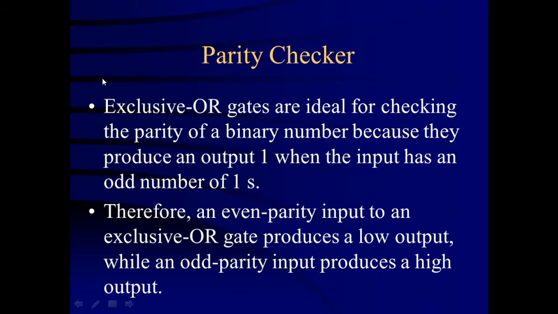Now the parity checker circuit. The exclusive OR gate is the best device to check the parity, that is, whether the binary number has odd parity or even parity. Exclusive OR gates are ideal for checking the parity of a binary number because they produce output 1 when the input number has an odd number of ones. Therefore, an even parity input to an exclusive OR gate produces a low output, while an odd parity input produces a high output.